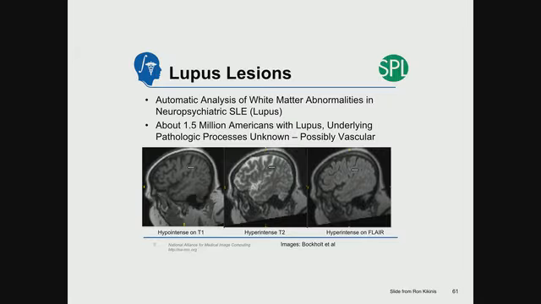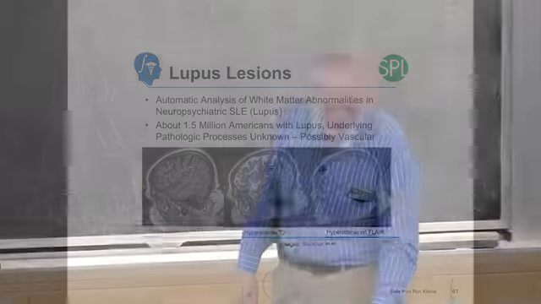This was a slide from Ron Kikinis at the Brigham, and they're using automated techniques of analyzing white matter in order to identify lupus lesions. So lupus is a bad disease that shows up in these magnetic resonance images in certain ways.